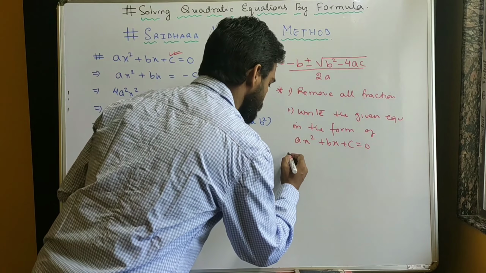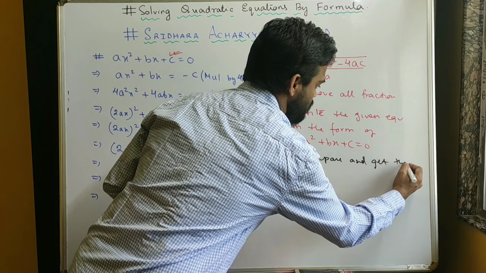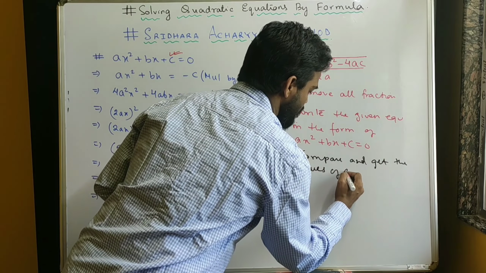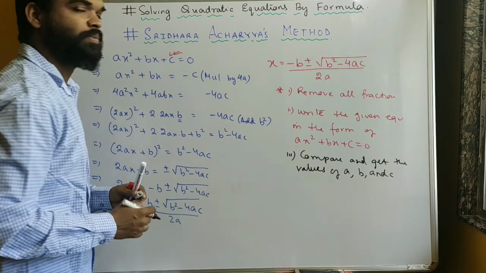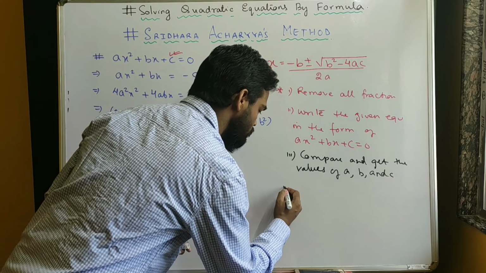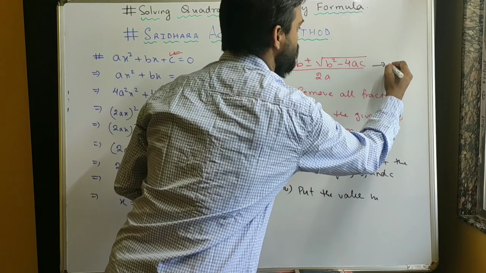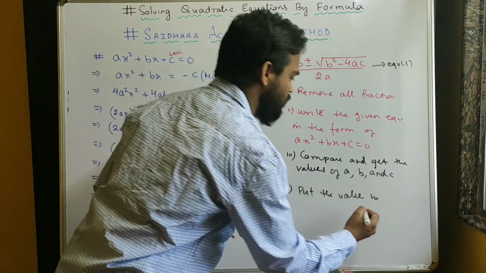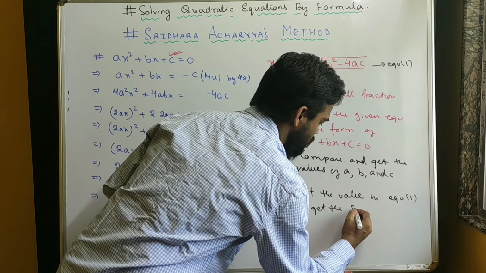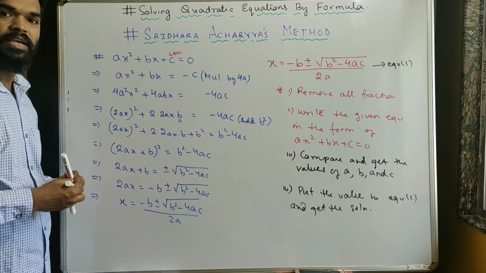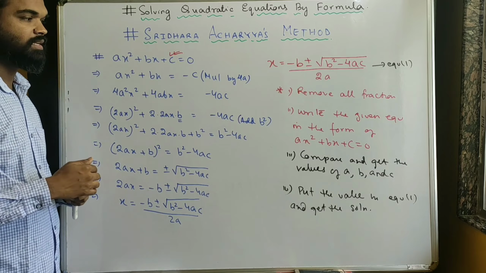Next, you can say compare and get the values of a, b and c. Compare your equation with ax square plus bx plus c. Get the value of a, b and c. Fourth, suppose this is your equation 1, put the value in equation 1 and get the solution, which is the value of x. Clear? Now we'll look at some sums based on this method.